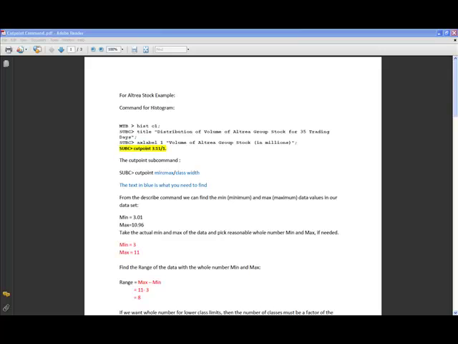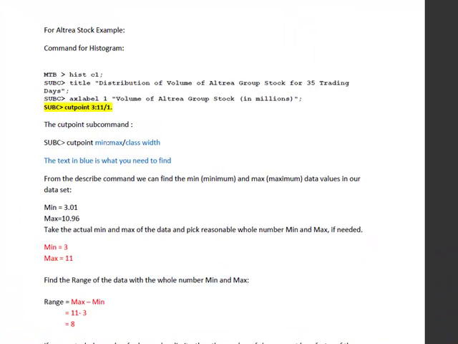So if you're looking here, look at our commands for a histogram. We say histogram C1, that means our data must be in C1, and then the very good title of distribution of, and in our case we're doing the Altria stock example, so we say distribution of, and our variable is the volume of Altria group stock for 35 trading days. Our label for the horizontal axis is volume of Altria group stock. Again, that's our variable, and it tells us the units it's in millions. And then that very last command, the cut point command.